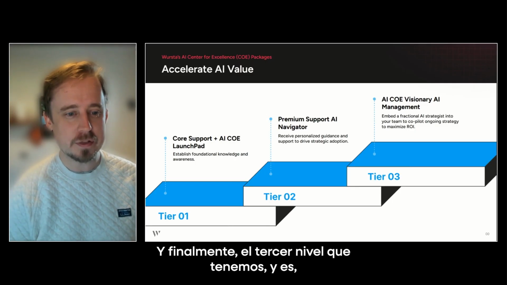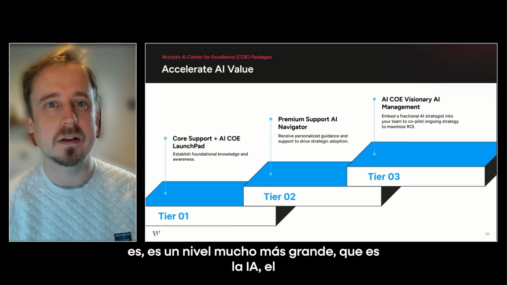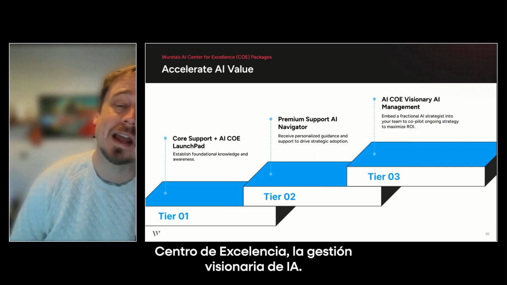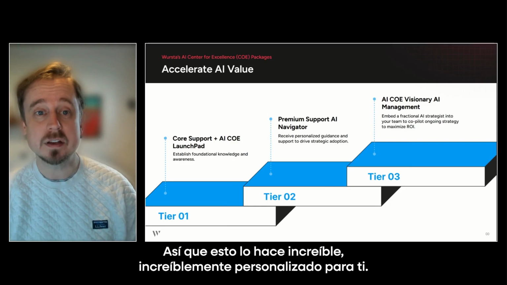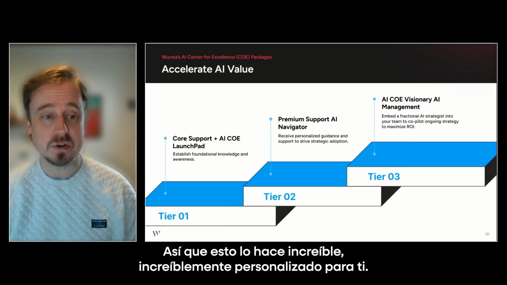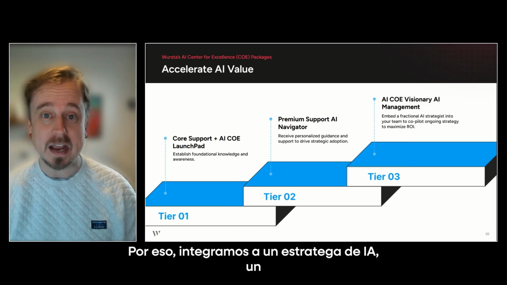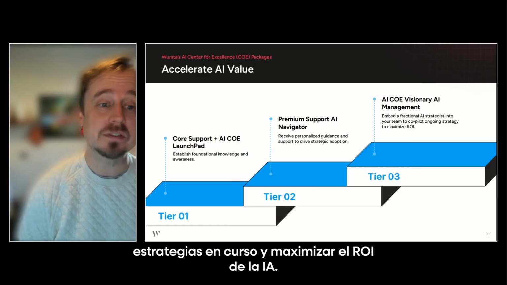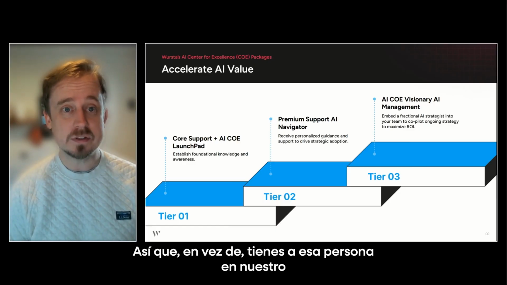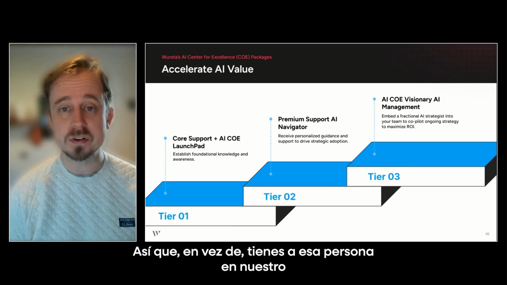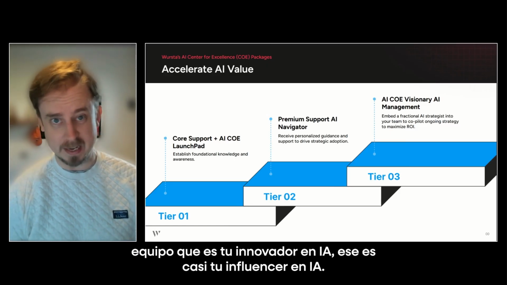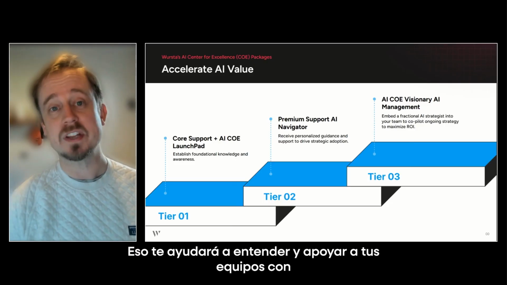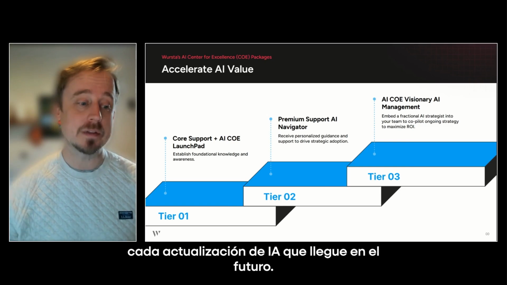And then finally, the third level we have, and it's a much larger level, is AI Center of Excellence Visionary AI Management. This makes it incredibly personalized to you. We embed an AI strategist, an AI innovator into your team to co-pilot ongoing strategies to maximize AI ROI. You get that person on our team as your AI innovator, almost your AI influencer, who will help you understand and support your teams with every single AI update that is coming down the line.